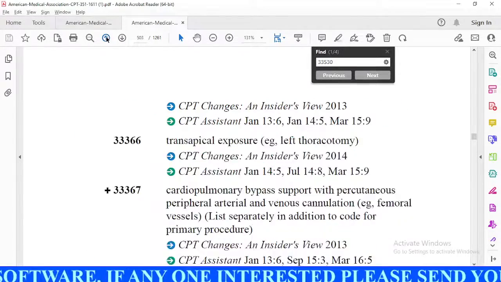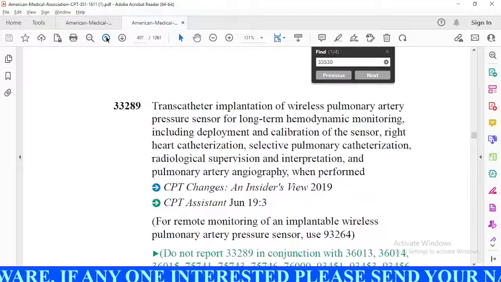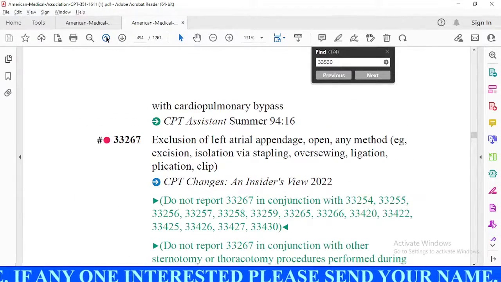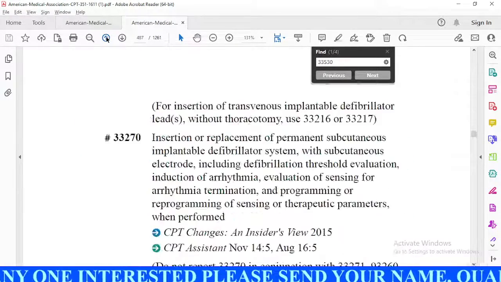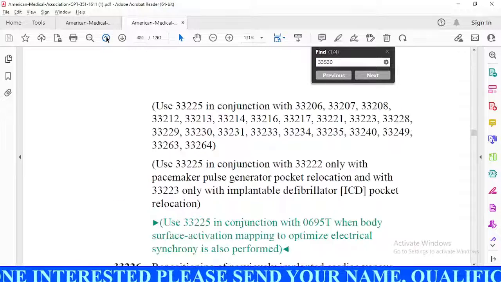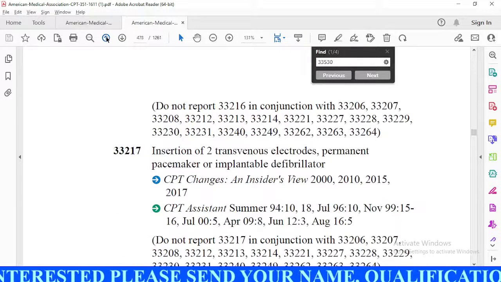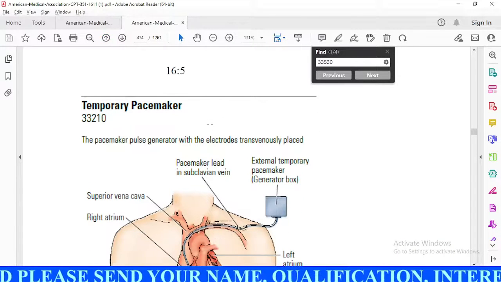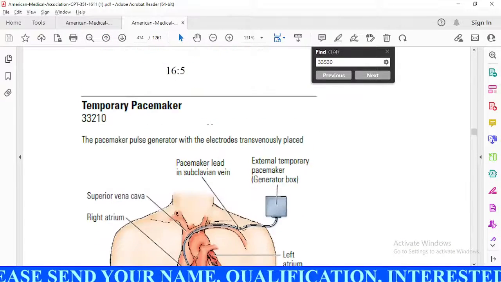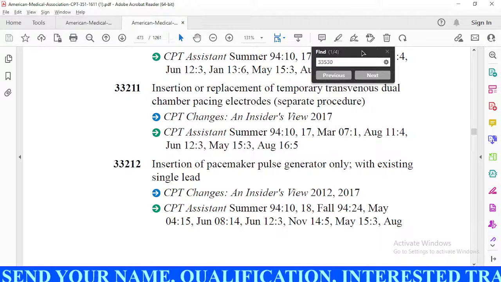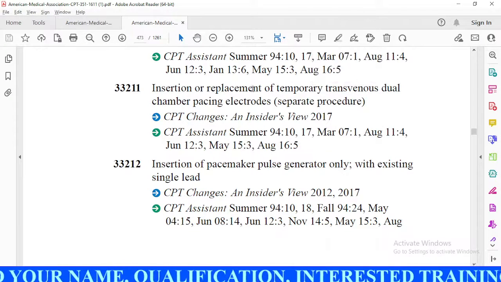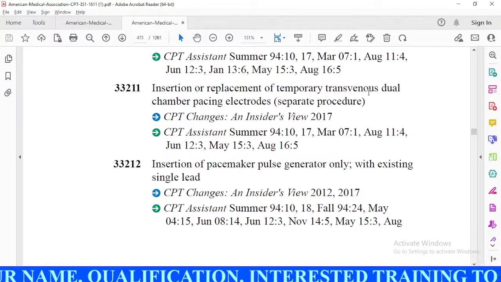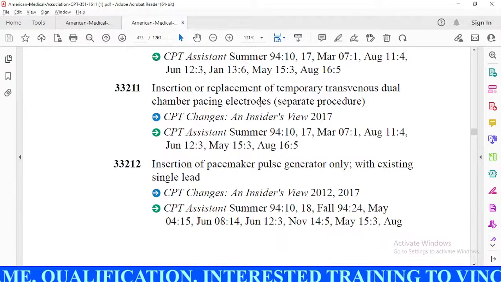So meanwhile, if anyone tries the answer, write in this box. Now we are searching for 33211. So here, insertion of or replacement of temporary transvenous dual chamber pacing electrodes.